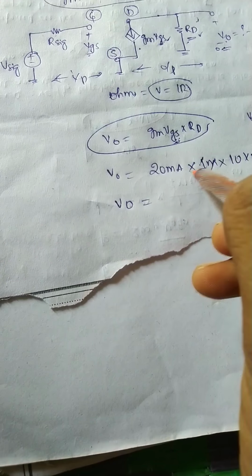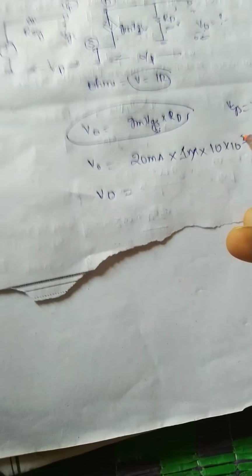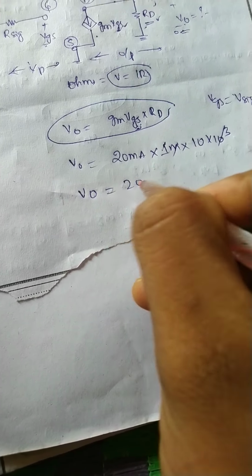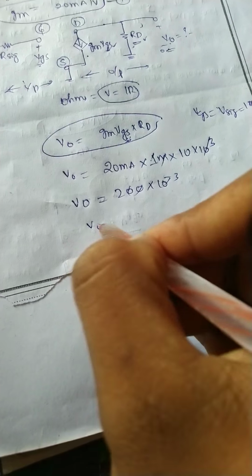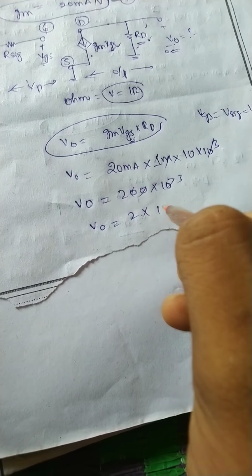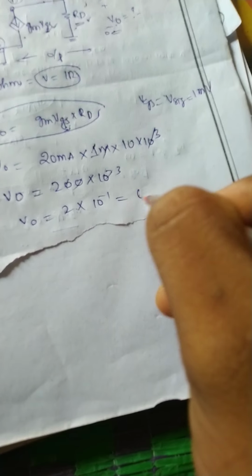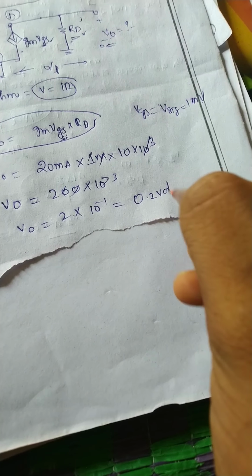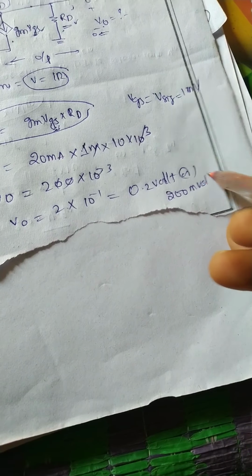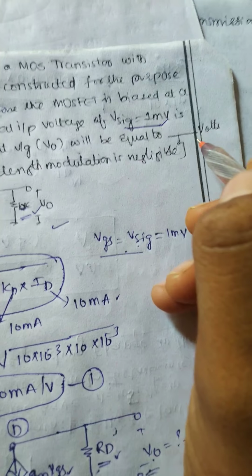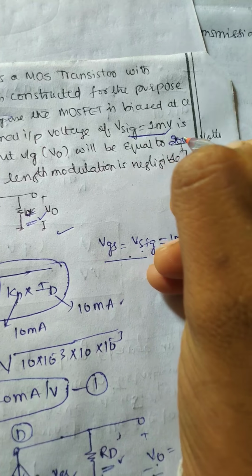After calculation, the milli and 10 to the power of 3 cancel, and 200 times 10 to the power of minus 3 remains. We get 2 times 10 to the power of minus 1. Simply we get 0.2 volts or 200 millivolts. It is the answer. Finally, the small signal output voltage is 200 millivolts. Thank you.